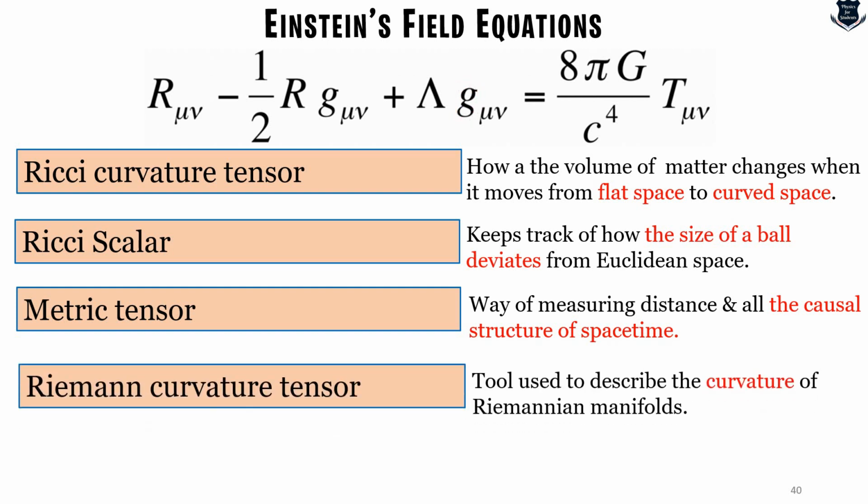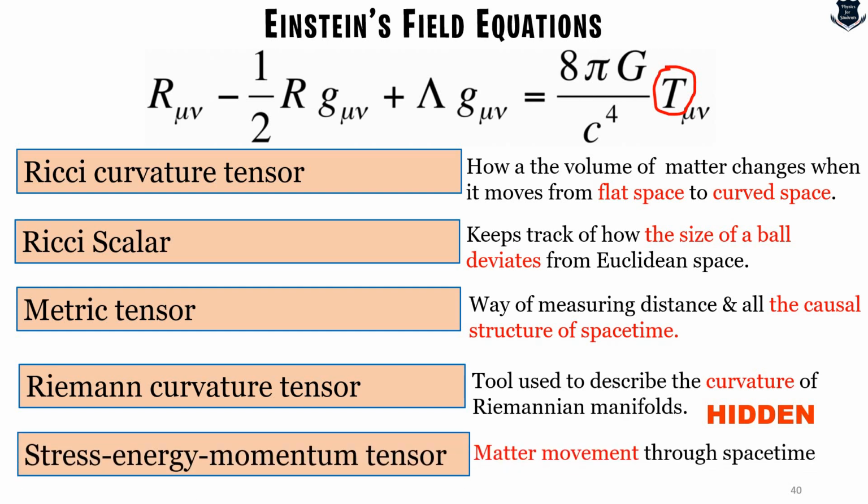And there is something called the Riemann curvature tensor, which is hidden because the Ricci tensor is a contraction of it, which we will deal with later. And then we have T, which is called the stress energy momentum tensor. That means it keeps track of how matter moves around space-time. Now, I have explained all those things in detail in my other videos on Einstein's field equation.